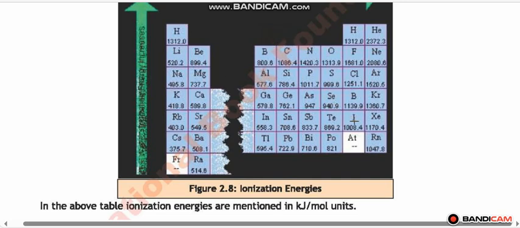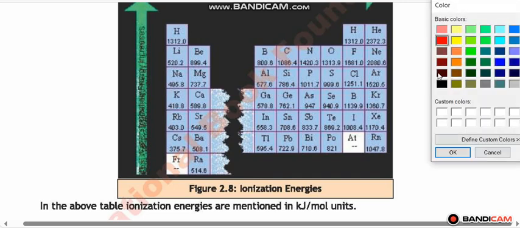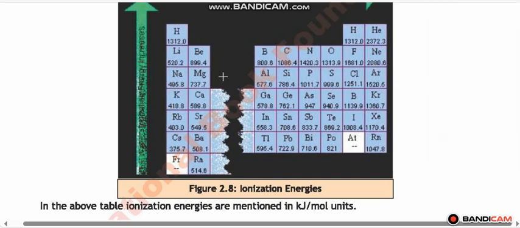Here there is a table, or a chart, or a periodic table which shows the ionization energies of different elements. Students, you can see that, for example, there is hydrogen atom, and the ionization energy of hydrogen is 1312, lithium is 520, sodium is 495, potassium is 419, rubidium is 403, and cesium is 375. You can see that as we move down the group in the periodic table, the ionization energies are decreasing.